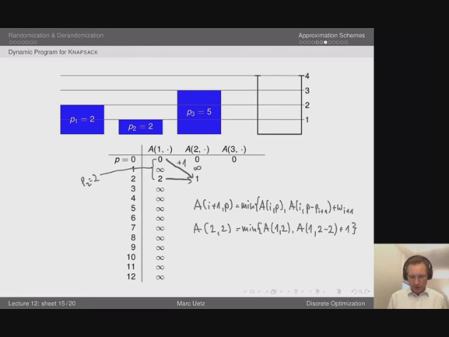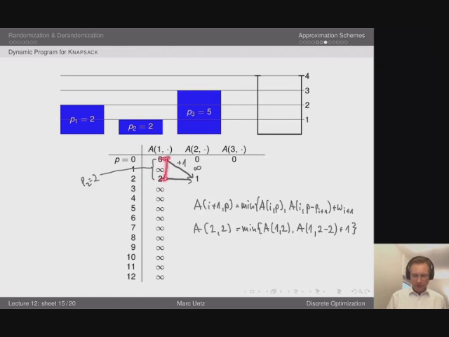First of all, the minimum of this 2 here would correspond to not including item number 2 and still having item number 1 included. Or I do include item number 2, and that would be this entry. Item number 2 has a profit of 2, so in order to achieve a total profit of 2 including item number 2, with the remaining items I have to add up to profit 0, right?